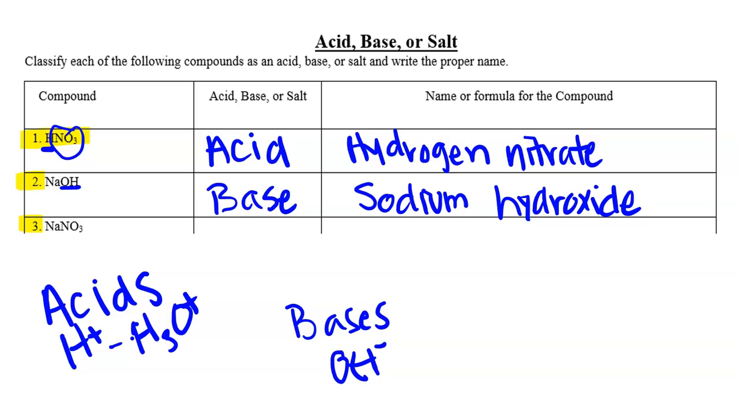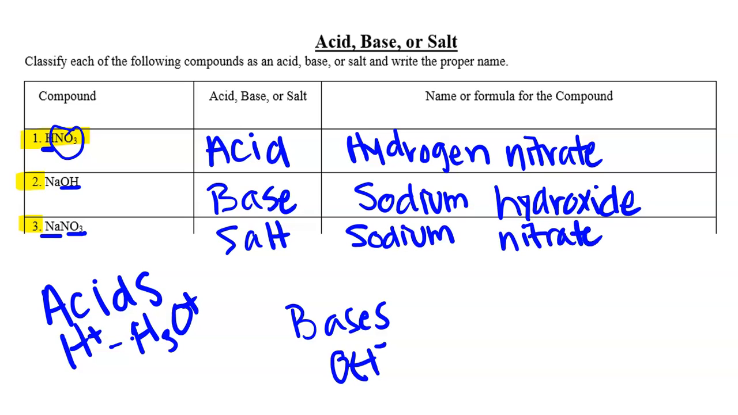All right, then this next one we have sodium and NO3. So that's neither one of an acid or a base. This is going to be a regular ionic compound or a salt. Na is sodium, NO3 is nitrate, and boom, you have your name, sodium nitrate.